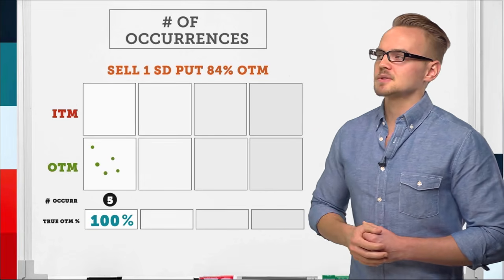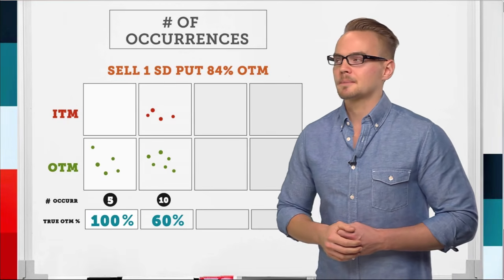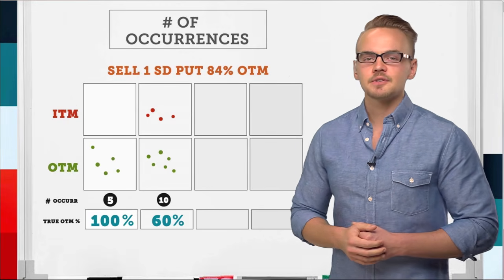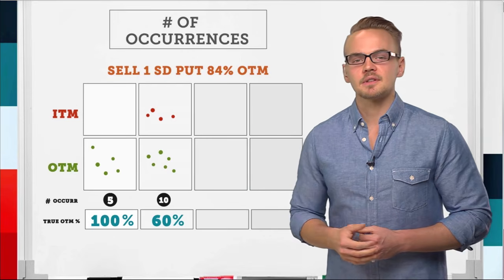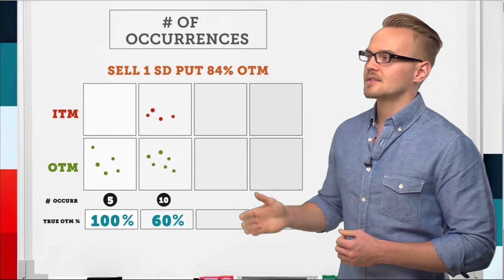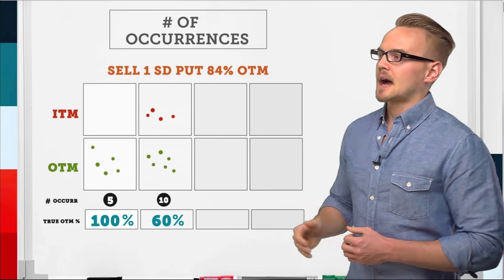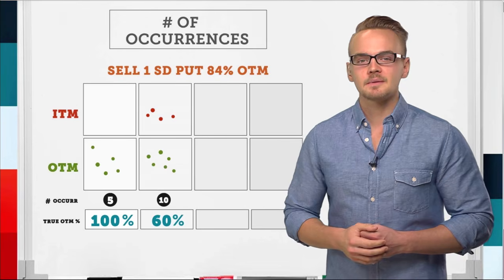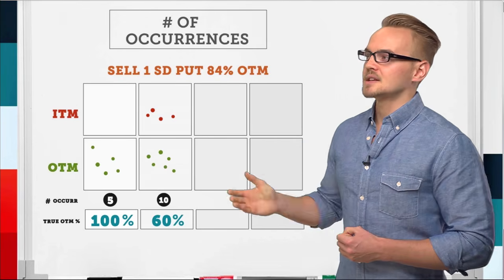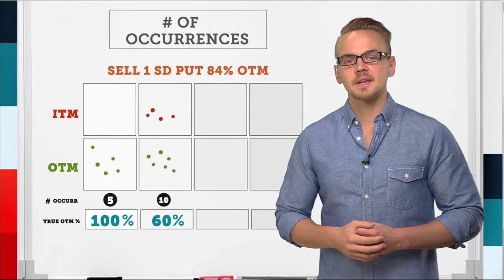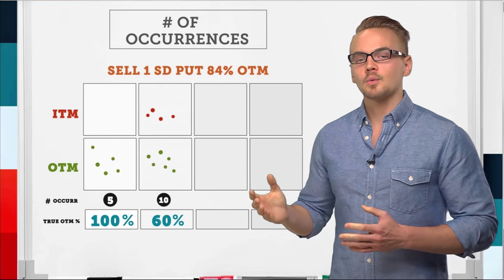Now, let's see what happens when we get some more occurrences on the board. So I had 5 good months of selling puts, but now let's say I went 1 for 5 in the next 5 occurrences. So now I've got 10 occurrences here. I've got 6 that expired out of the money and 4 that were in the money. So basically, I just went 1 for 4 in that scenario. So I won 1, lost 4.